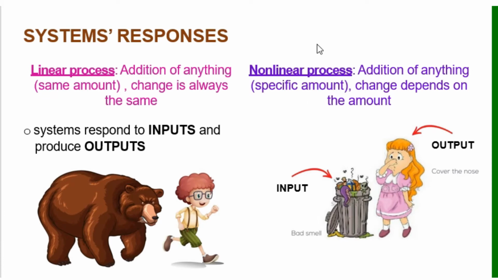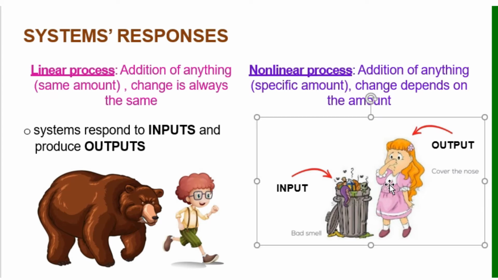A nonlinear process is the addition of anything in a specific amount, where the change will depend on the amount that is being added into the system. What does it mean? It means that the effect of adding a specific amount of something changes depending on how much has been added before. In this system, it responds to the inputs, and once it responds, there is a process that produces an output.